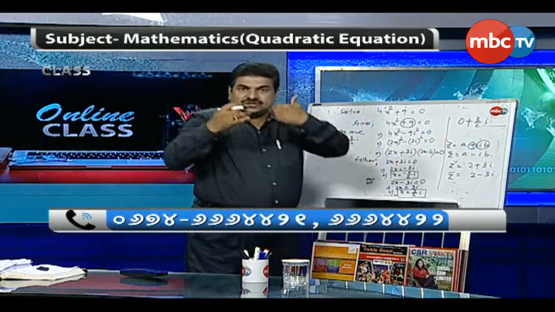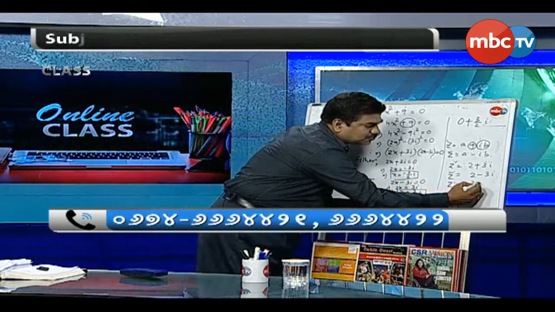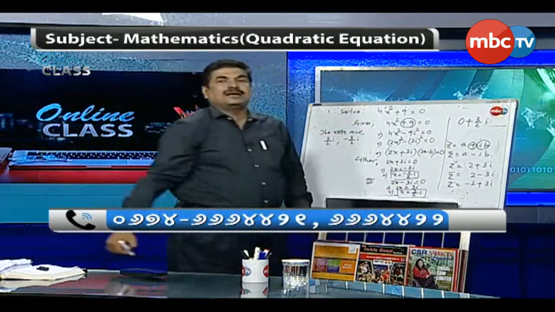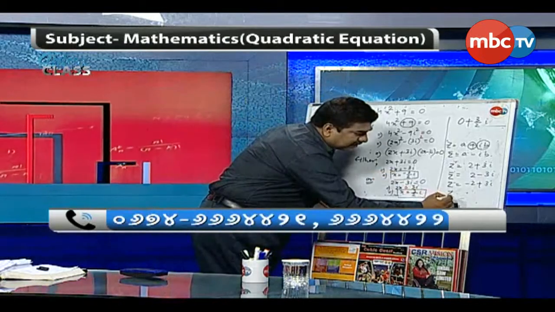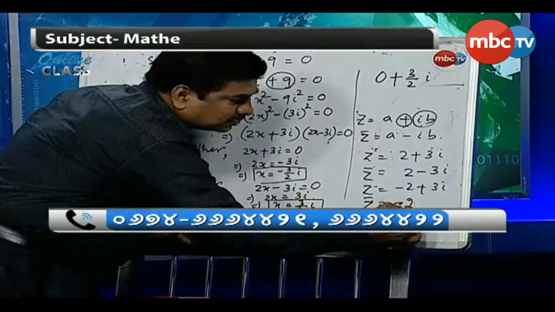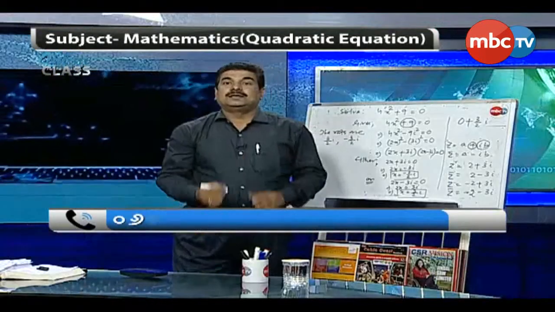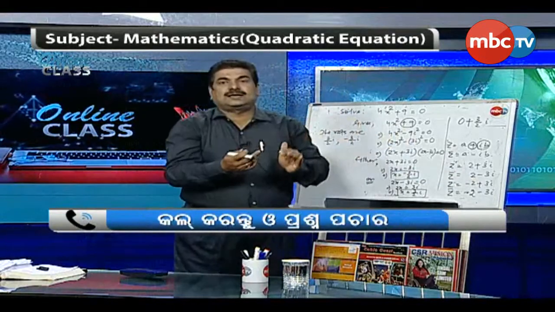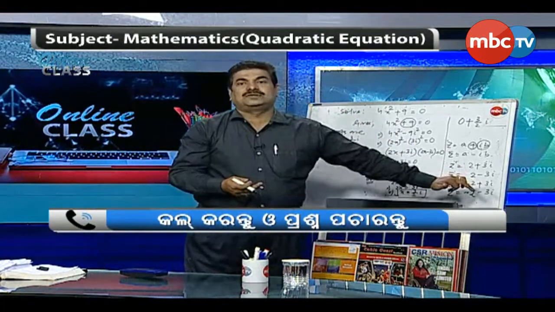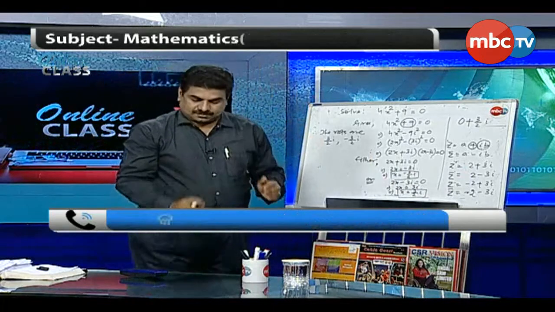Again, if z is equal to minus 2 plus 3i, the conjugate of the complex number is minus 2 minus 3i. Only the imaginary part changes. In the first case this one is plus, in the conjugate case this one is minus. Okay.